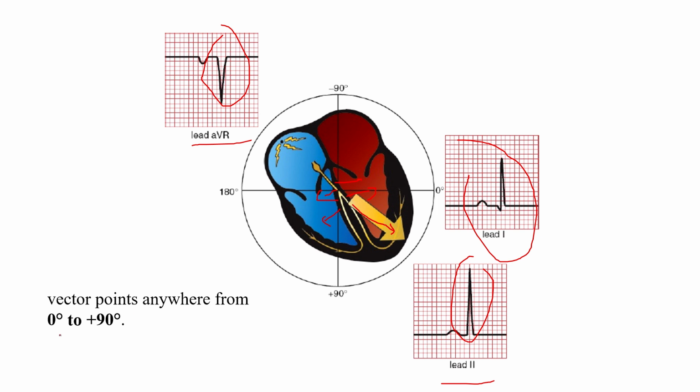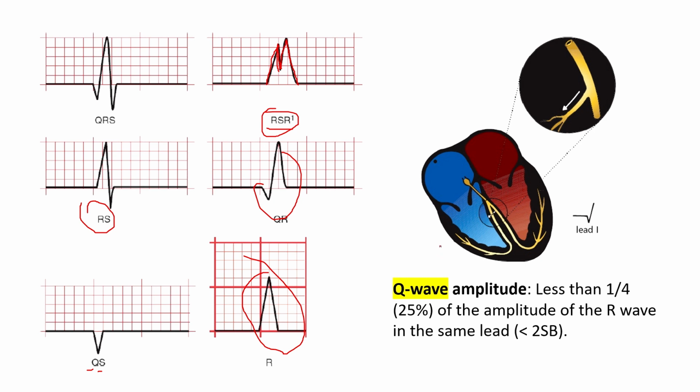And the normal axis is between 0 to plus 90, even though some of the cardiologists nowadays, they say that normal axis starts from minus 30 to plus 90. But for the sake of simplicity, let's say, we will stick only from 0 to plus 90. So if the mean vector lies between 0 to plus 90, it's called normal axis, and we will talk about this later. And let's even check the Q now as well.